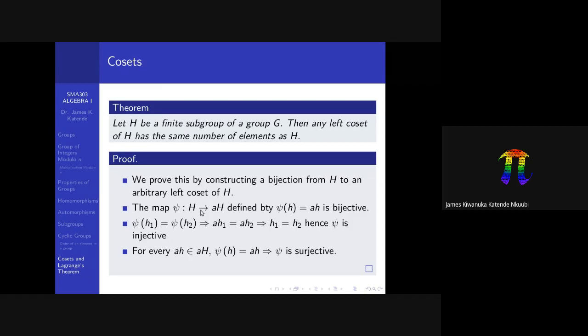And since H and AH are both finite sets, they must have the same number of elements. So if a subgroup has two elements, any of its left cosets will always have exactly two elements. And we have seen that in the examples. We already illustrated this theorem. Any questions on this?